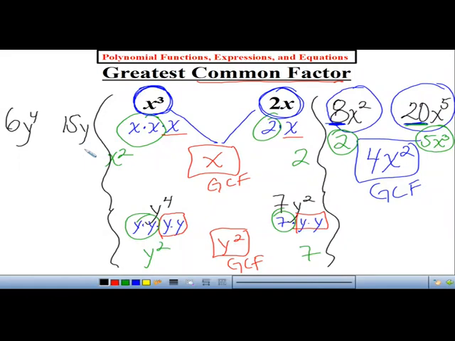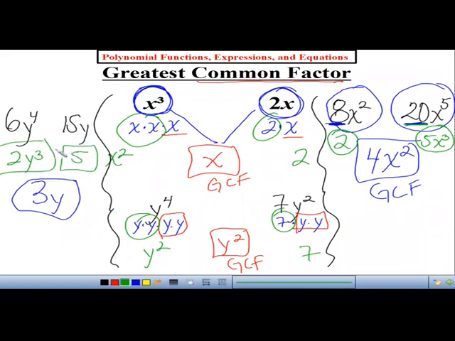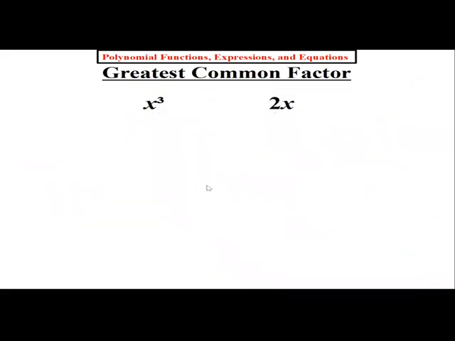All right. So GCF, you should have gotten, here it goes, 3y. Hands if you got that. And what was left over on the first term after we factored out the 3? 2y cubed. And what was left over on this one? 5. Hands if you got that. Okay. All right, so now that we have that, let's move on to funner stuff.